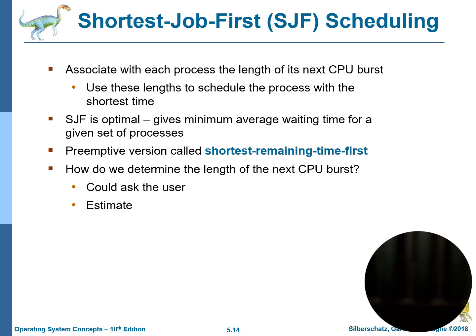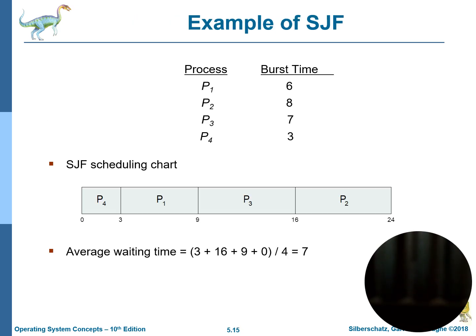Right? So how do we determine the length of the next CPU burst? We ask the user, or we estimate. So for shortest job first, look at what happens. We now have an example: P1, P2, P3, P4. P1 has 6 seconds, P2 has 8, P3 has 7, P4 has 3.